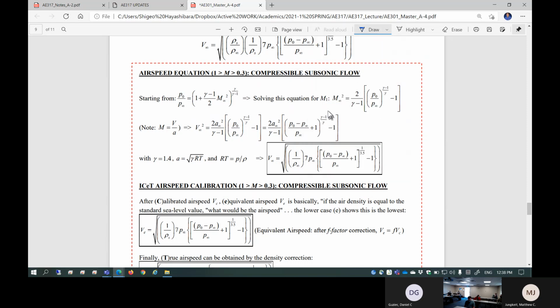There's so many. What's 1? This is M. Okay, so here we go. This is the airspeed equation for a more than 0.3 Mach number flow field. Do you feel like you can do it? Jordan, I hope. Do you have any question here?